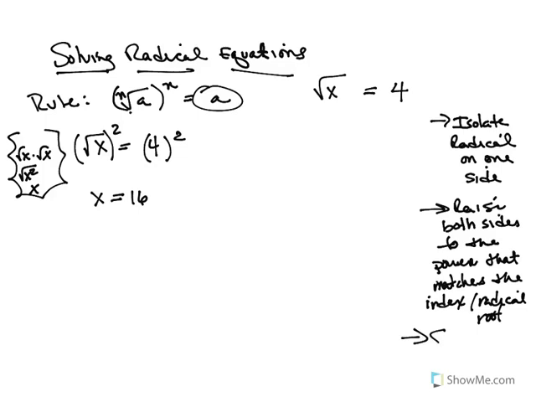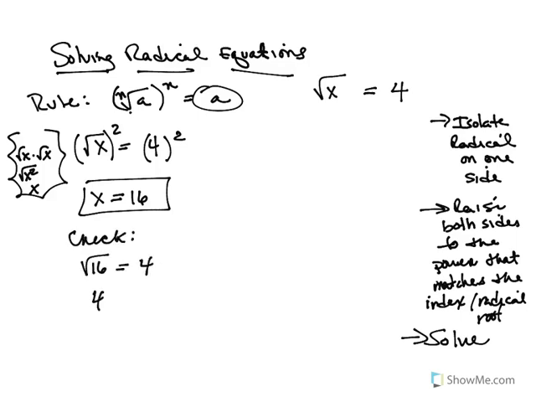This problem is solved, because your next step is solve. Once you've gotten rid of the radical, you should be able to solve your problem accordingly, and in this case, I'm done. So when we check, the square root of 16 equals 4. Yes, true statement. I did it correctly, right? So when you're solving your radicals, you should always check, check, check. Okay? All right, let's look at another one.